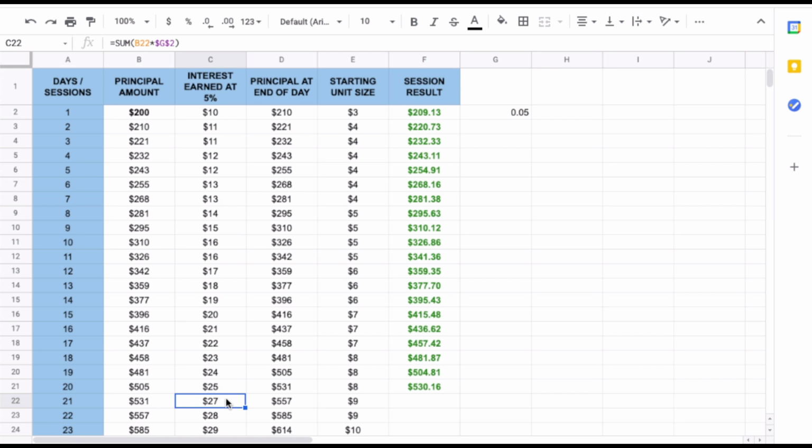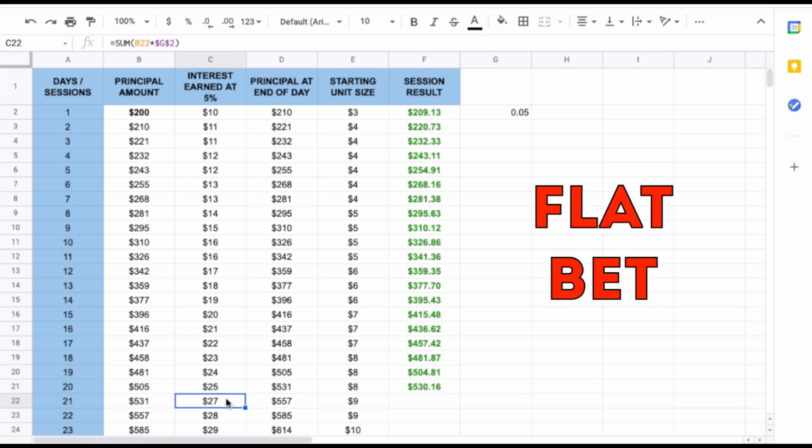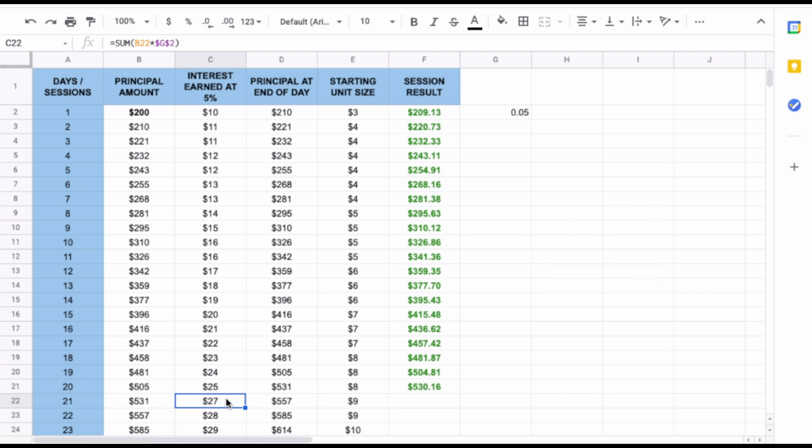What about our money management betting strategy? I will be going with the simple flat bet. Now, you can make flat betting work as long as you set a win goal and stop loss. So we will simply be flat betting our unit size, which is $9 for this session. My win goal will be 3 units, and my stop loss will be 3 units.